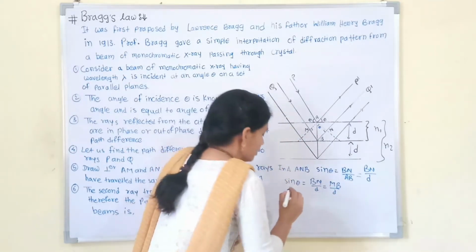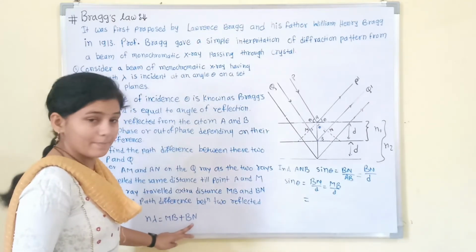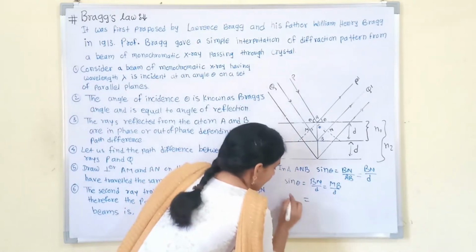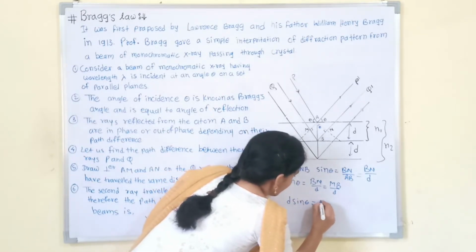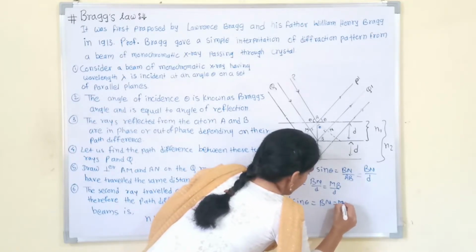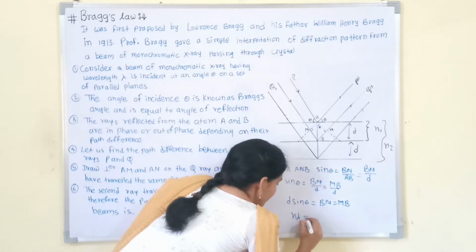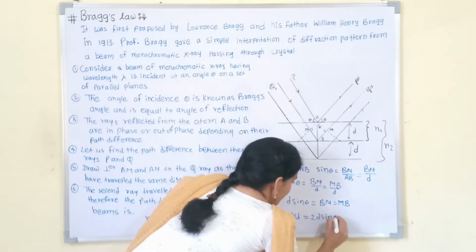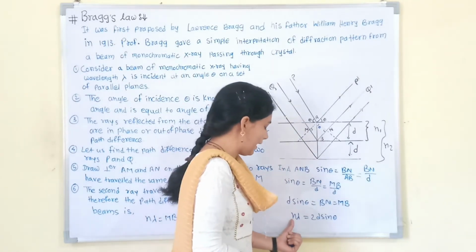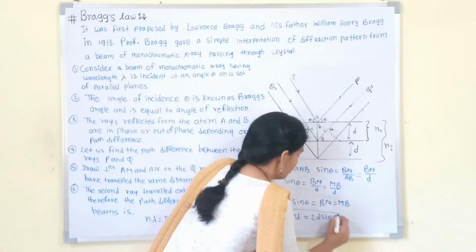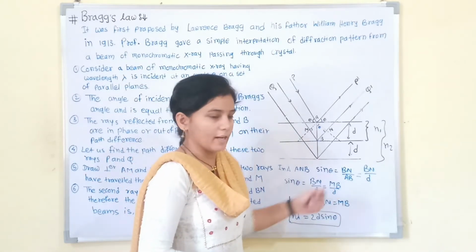Both are equal terms. But here we have n lambda equal to MB plus BN. So if d is shifted to the left-hand side, d sin theta is equal to BN, which is equal to MB. From this we can write n lambda is equal to 2d sin theta, because BN is d sin theta and MB is also d sin theta. So n lambda is equal to 2d sin theta. This is the Bragg's equation or Bragg's condition for the diffraction pattern.